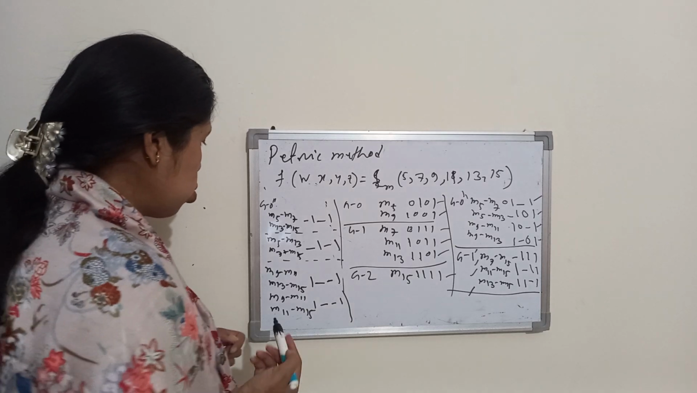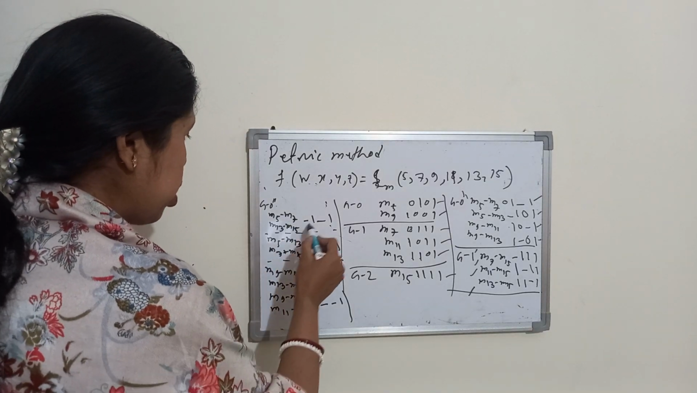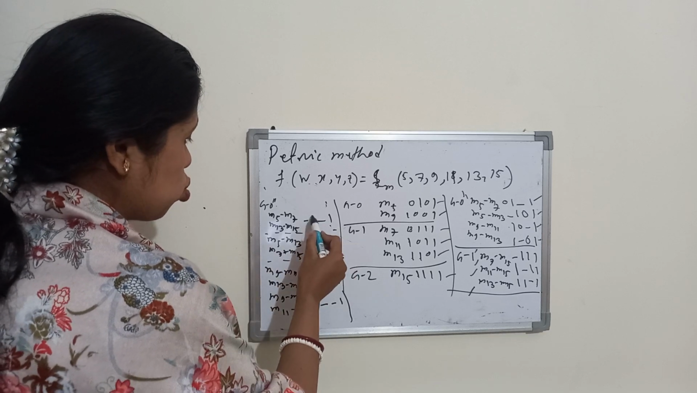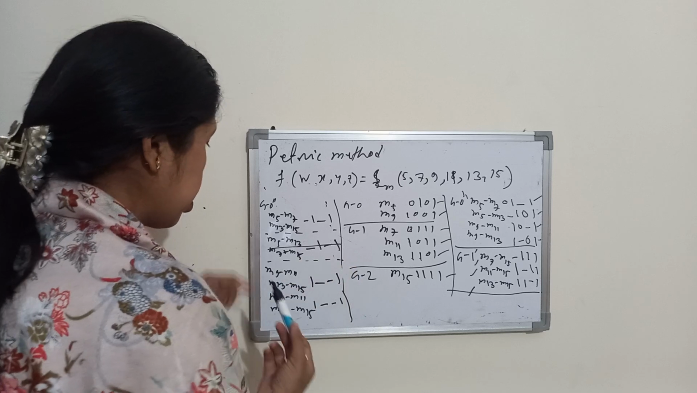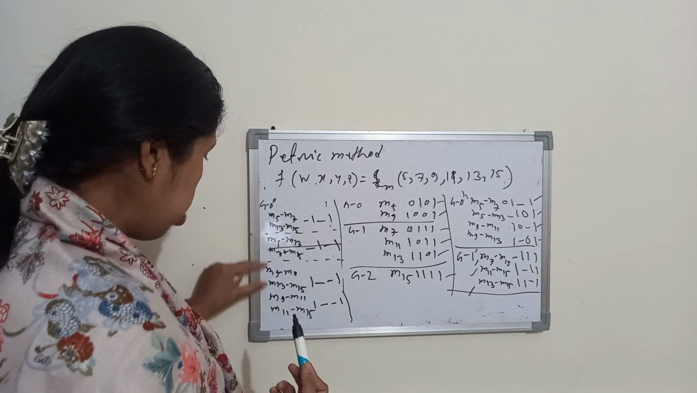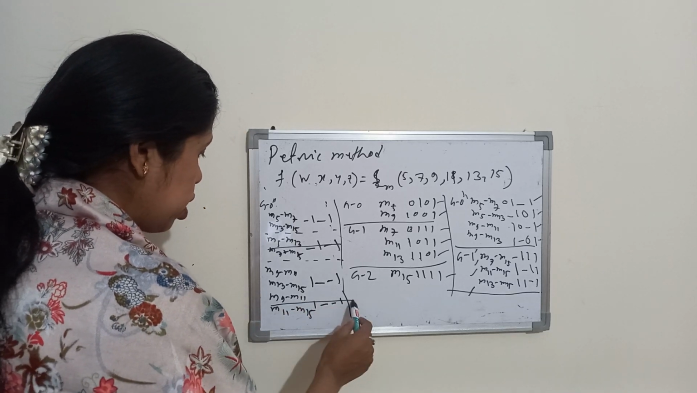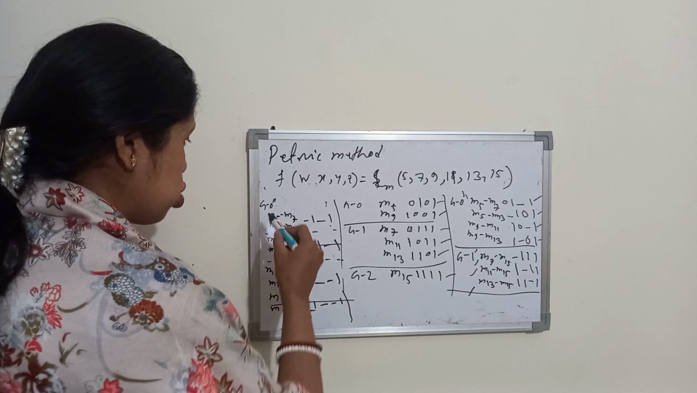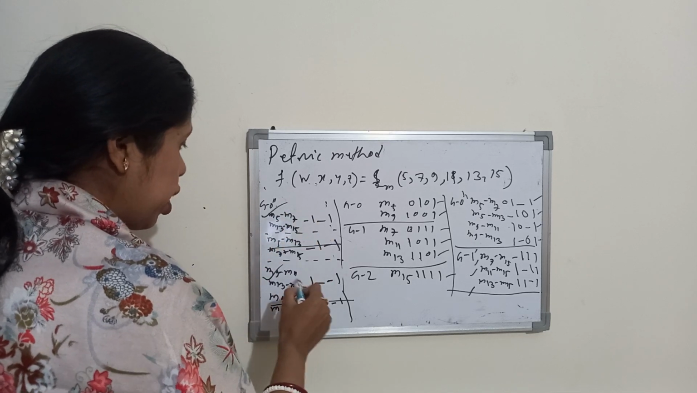Right. Now we can see here these two positions are same. Dash 1, dash 1. So I can remove one position. Okay. I can remove one group. Here also you can see these and these both are same. Here also I can remove one term. Okay. So I have only two prime implicants. This one and this one.